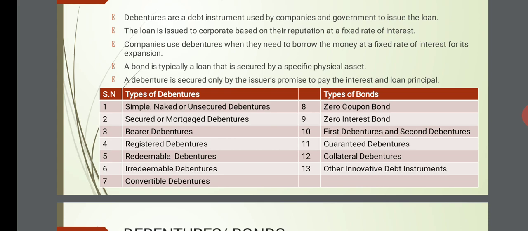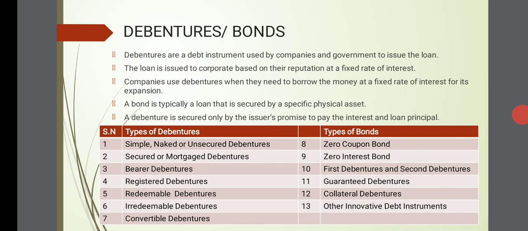Redeemable debentures, these are the debentures which have a fixed maturity period and they are redeemable after a period of time. Irredeemable debentures, these are the debentures which don't redeem over a period of time. They go with the company's balance sheet to the end. Convertible debentures, these are the debentures which are convertible into equity shares after a period of time.